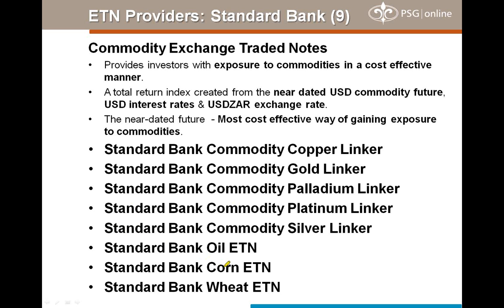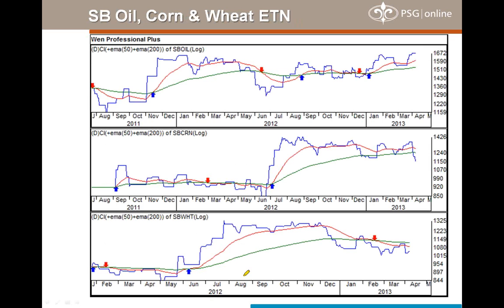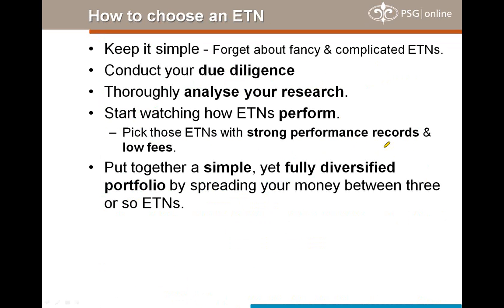Also, I find it interesting they have one in corn. Those of you that want to get more involved on the agricultural side, the farmers and things like that, there's corn and there's wheat. So you can see how the oil one's been performing. The other two agricultural ones, he has the corn and he has the wheat. So again, they're still very newish. You see there sometimes there's flatlining. So obviously, as more and more people get involved, there'll be more liquidity, more activity coming to the share. So, how do you choose an ETN?